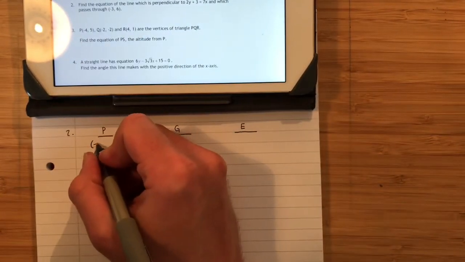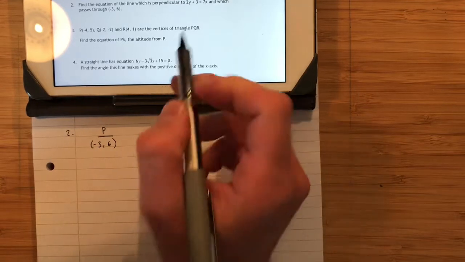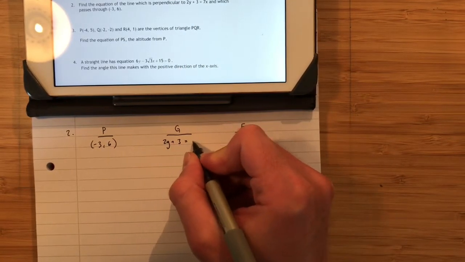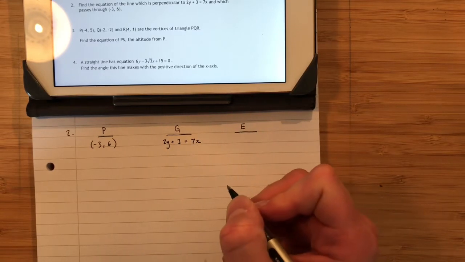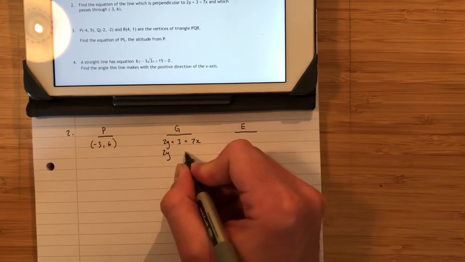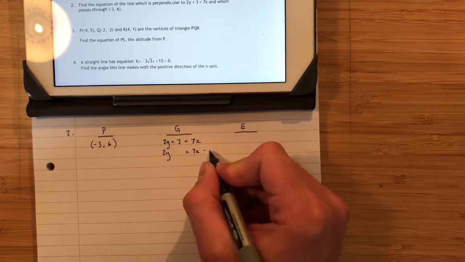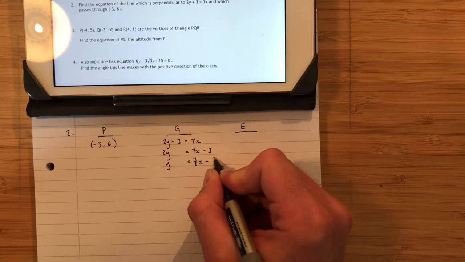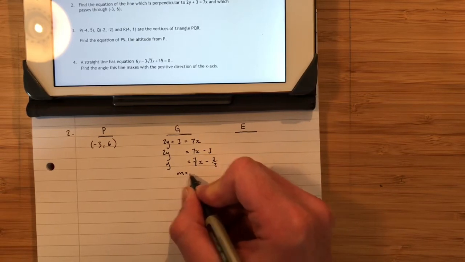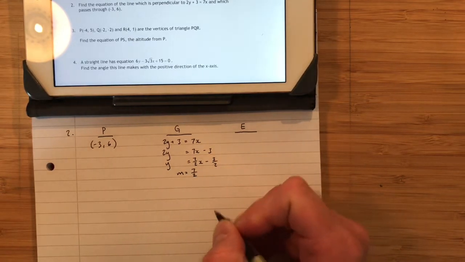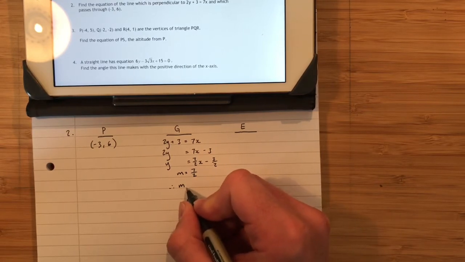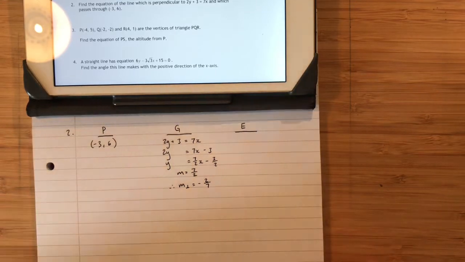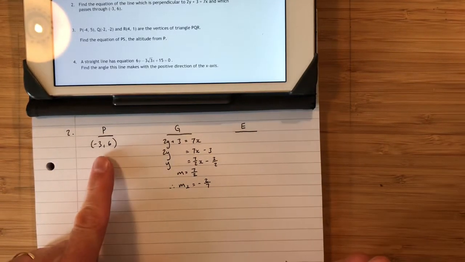It's perpendicular to this, it passes through, right? So again, I've just been given the point, minus 3, 6. It's perpendicular to this, so I'm going to find the gradient of that line, and then I'm going to flip it. So this will become 2y equals 7x minus 3. y equals 7 over 2 x minus 3 over 2. My gradient starts off as 7 over 2 then. Therefore, my perpendicular gradient is negative 2/7. Okay, so there's my point, there's my gradient.